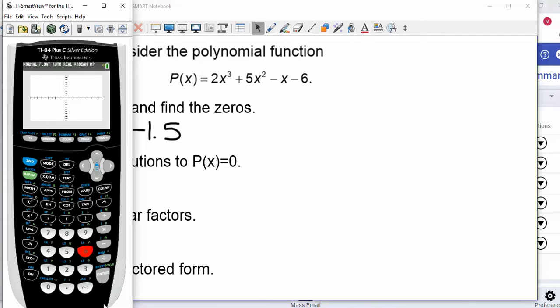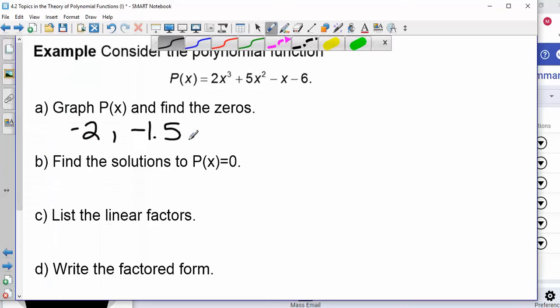And let's go ahead and find the last one. I'm shocked. So if we do our second trace intersect, first curve enter, second curve enter, guess. This time we're going over to the right. And that one is at positive 1, which we probably could have estimated without doing that, but we don't know for sure that's exactly 1 unless we go through that process. Okay, so we found those.